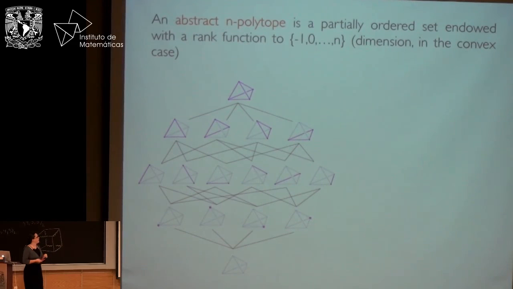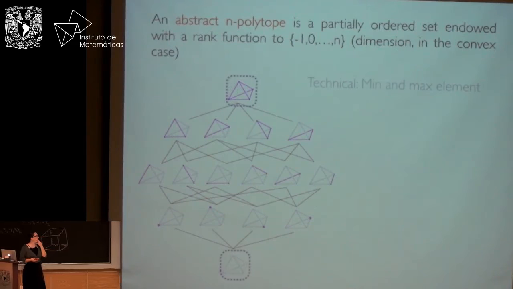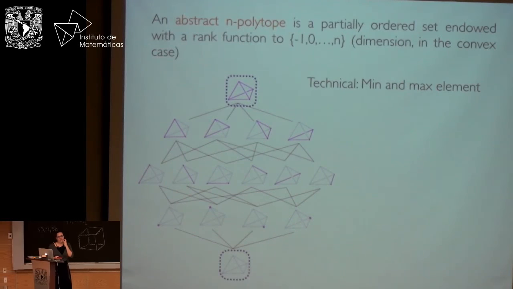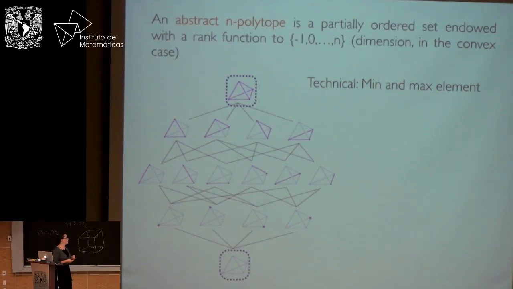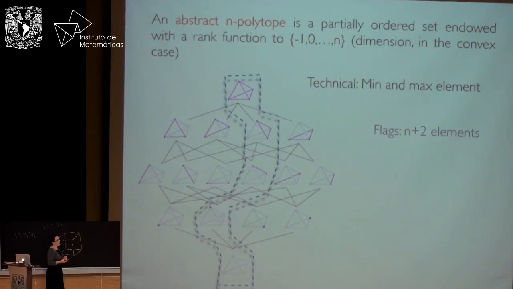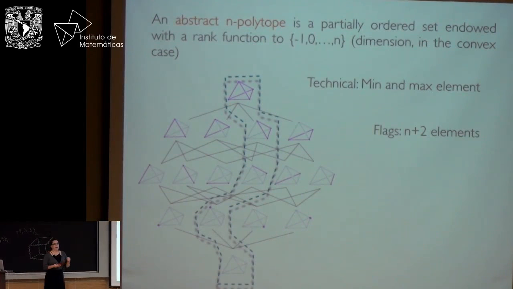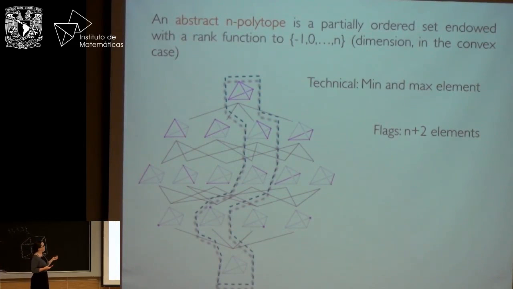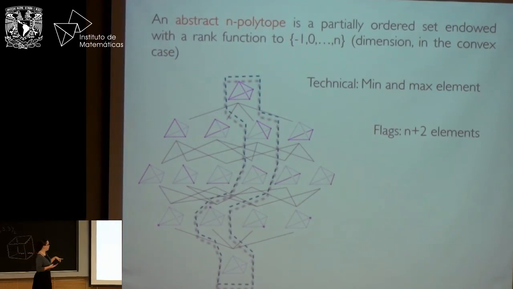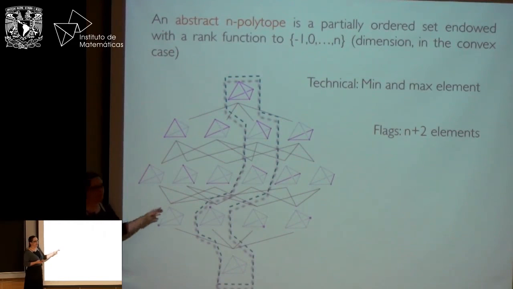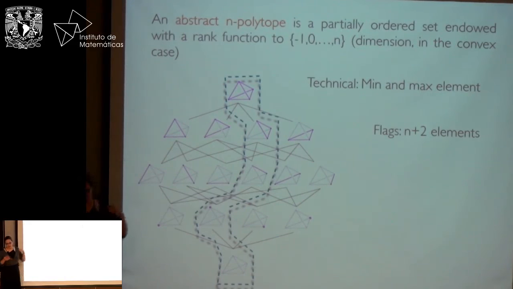And my partially ordered set is going to satisfy four properties. The first one is a technical one, and I'm going to ask for the ordered set to have a minimum and a maximum element. Then I'm going to ask for the flags, and a flag in the geometry is going to be my tetrahedron that I have, the little one with vertices of different colors. In the ordered set, it is going to be a maximal chain, so a sublinear maximal order there. And I'm going to ask for all of them to have the same number of elements, n plus 2. And what that means is that a maximal chain has precisely one element of each rank.